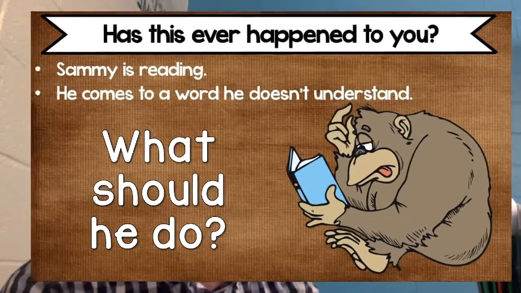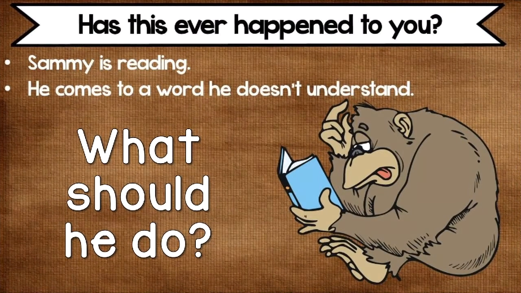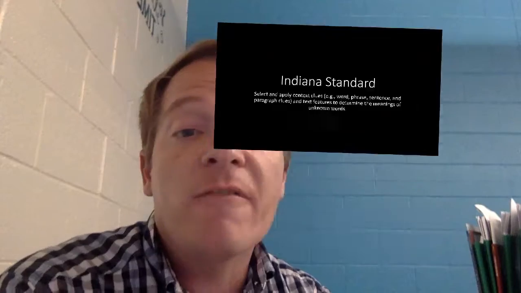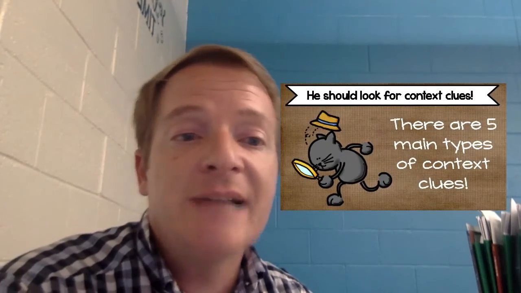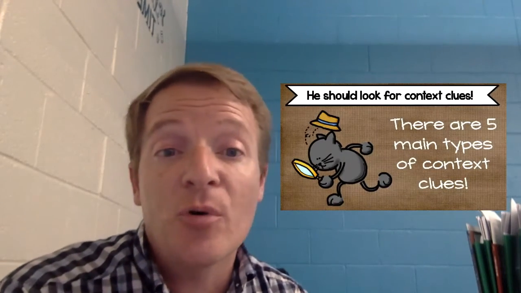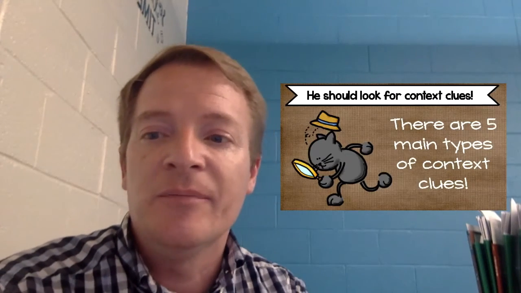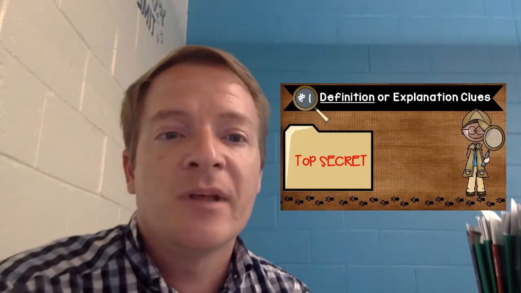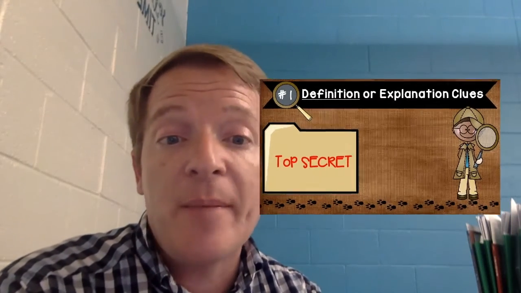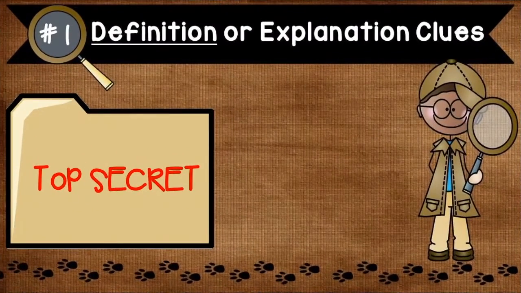Now, has this ever happened to you? Sammy is reading. He comes to a word he doesn't understand. What should he do? Well, there are 5 main types of context clues. And of course, he should look for the context clues to help him understand what the words mean. So, number 1, the first type of context clue we're going to talk about is definition.